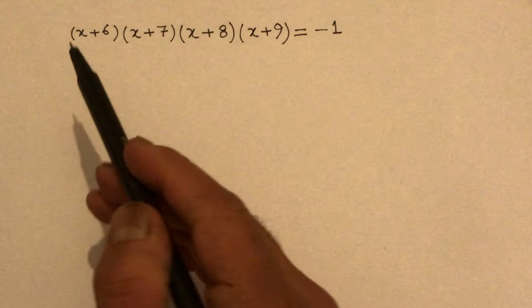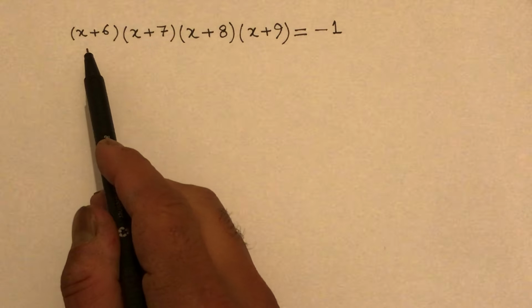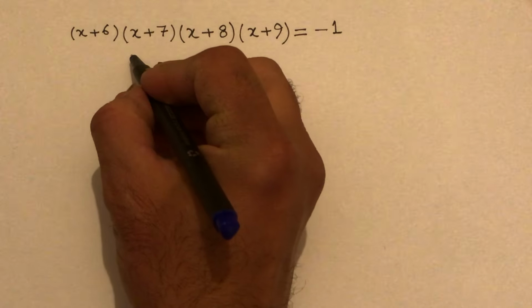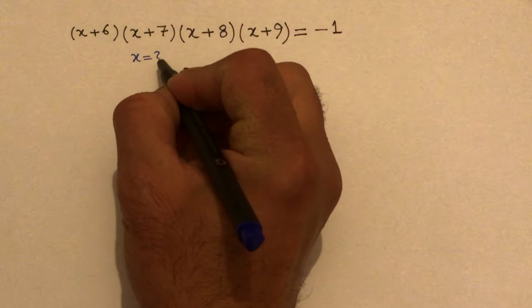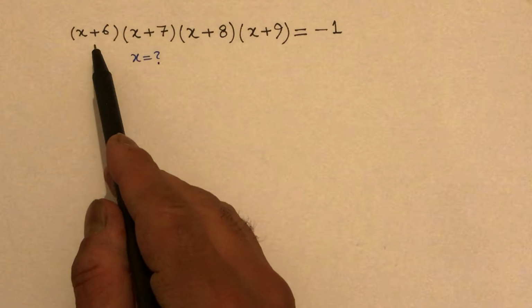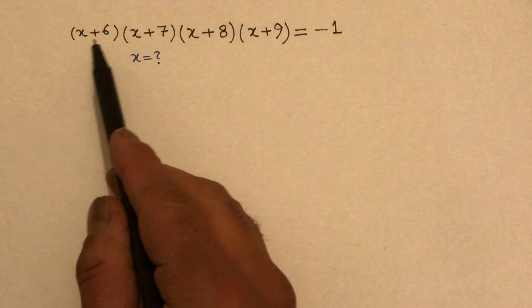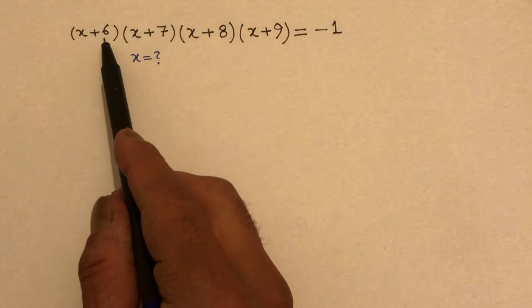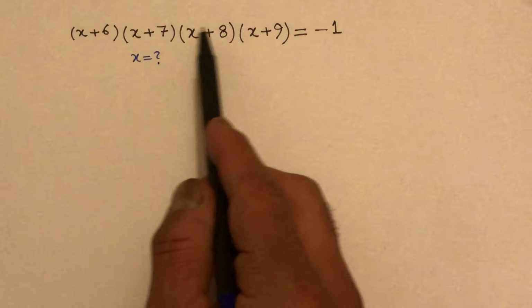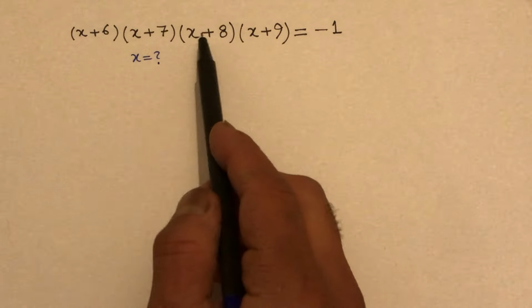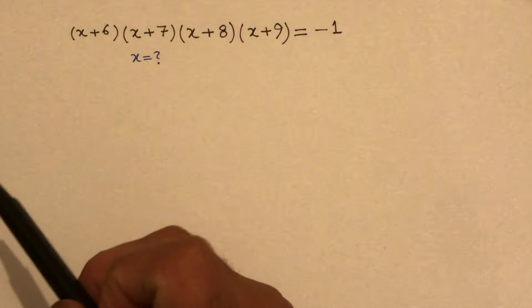Hello everyone. Today I want to find x from this equation. You can see here in the left side 4 terms, but the point here is that the numbers 6, 7, 8, 9 are consecutive numbers.